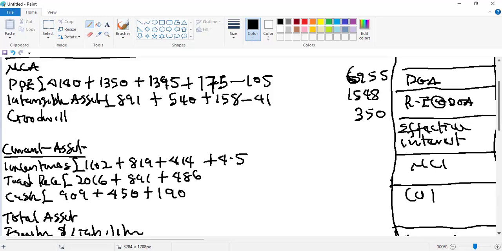2016 plus 393 plus 190. Balanced. You give me the same figure, 16134.5.